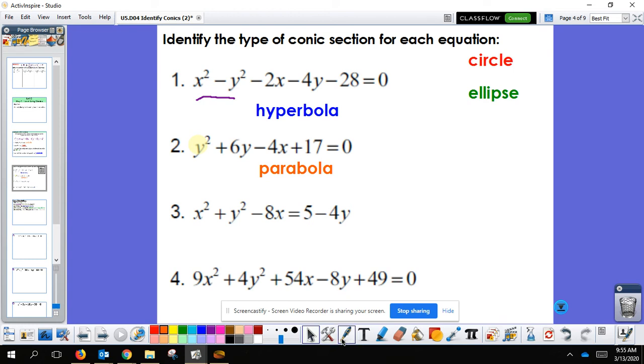Next one, we have two squared terms, but they're both the same leading coefficient, both positive 1. So we know that this is the equation of a circle. And then last but not least, we have two squared terms yet again. They're both positive, but they have different values. So different than a circle, because those are both positive, we're going to classify this as an ellipse.